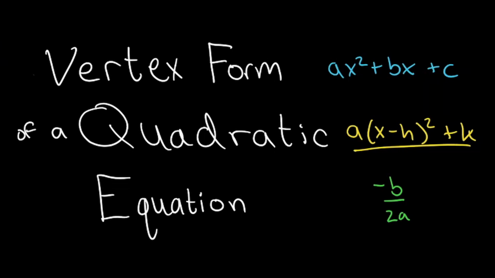Vertex form of a quadratic equation. So you already know the standard form of a quadratic equation is going to be ax squared plus bx plus c, where you have the leading coefficient a, and you have a constant c, and you have this middle coefficient here, b. There's another form called the vertex form.